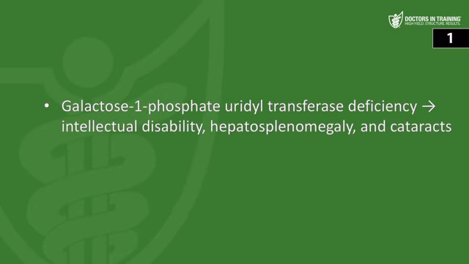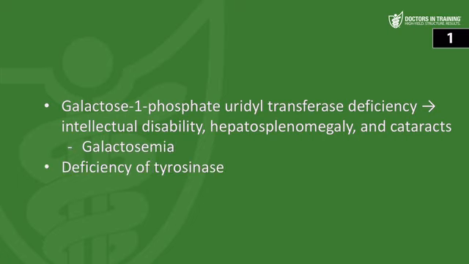Galactose 1-phosphate uridyl transferase deficiency, resulting in intellectual disability, hepatosplenomegaly, and cataracts. That's going to be galactosemia. Next, we have deficiency of tyrosinase. That's going to be albinism.